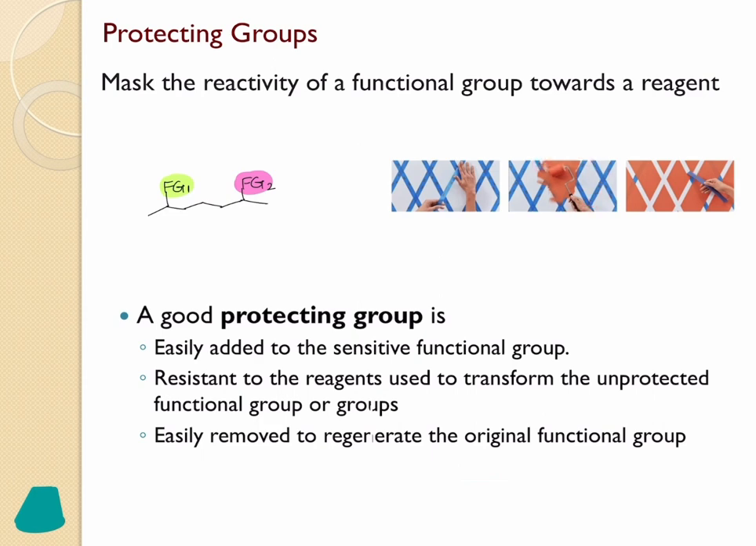Here are some of the characteristics of a good protecting group. A good protecting group is easily added to the sensitive functional group, and also it is resistant to the reagents which are used to transform the unprotected functional group. And also it should be something that can be easily removed to regenerate the original functional group.